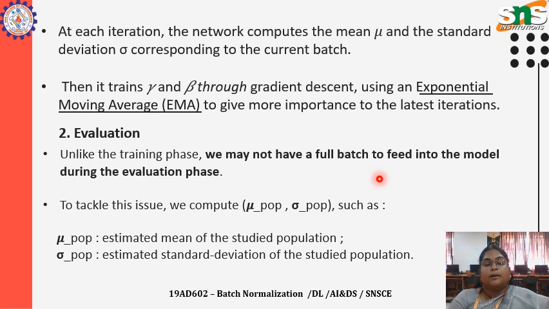Next is the evaluation part. Unlike training, we may not have a full batch to feed into the model during the evaluation phase. We are not going to feed the entire batch; we are only going to check the final values. To tackle the issue, we compute mu pop and sigma pop, where mu pop is the estimated mean of the studied population and sigma pop is the standard deviation of the studied population.